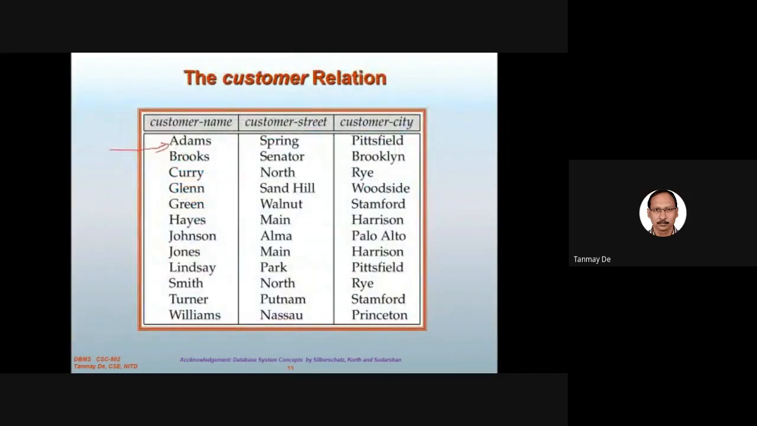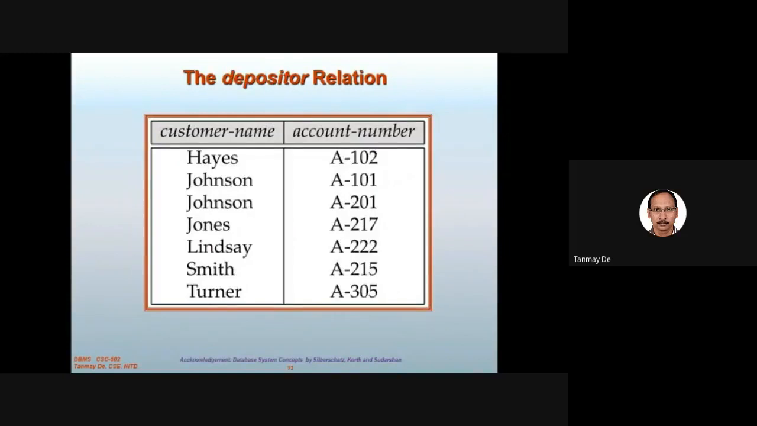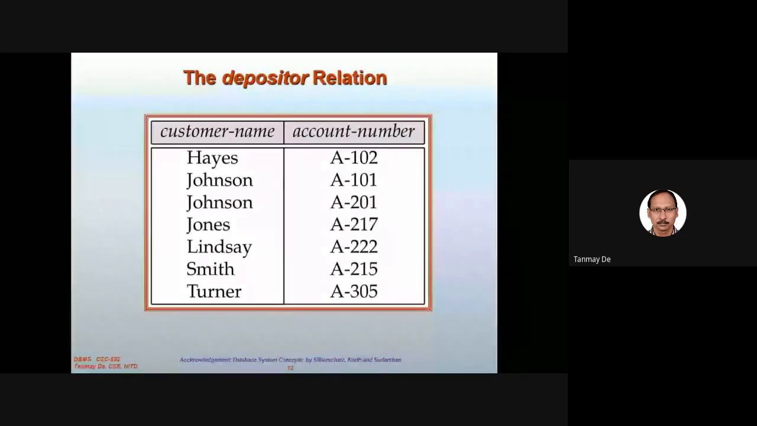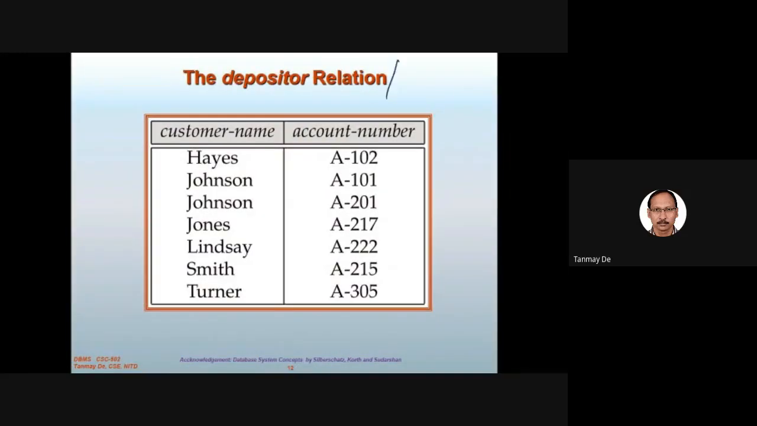For example, this is the customer relation, which consists of the information about the customer. This is the information about the depositor, that is, the depositor relation or the depositor table also. The terms table and relation are used synonymously. When the data is stored it is called a table, but more specifically nowadays the term table is used.